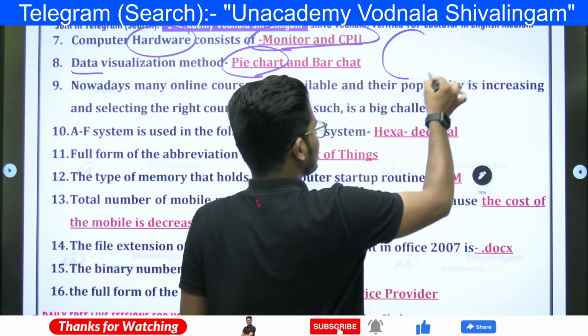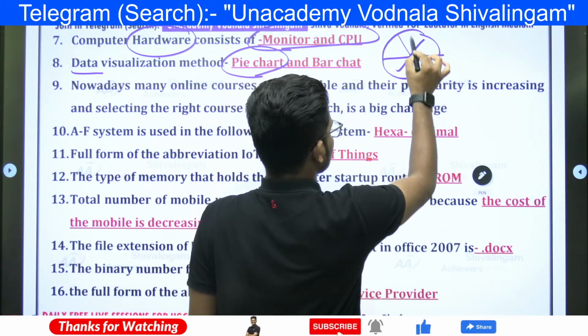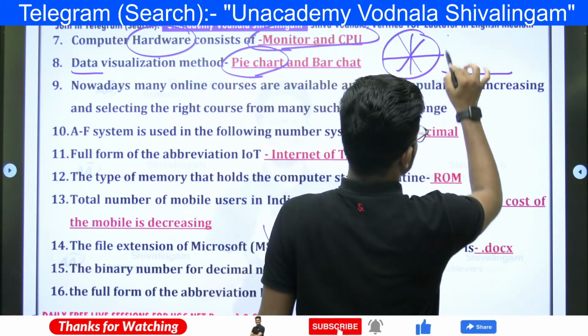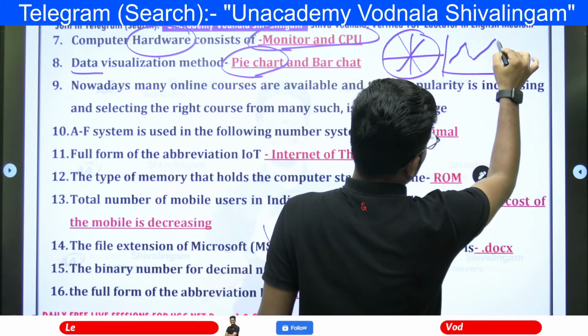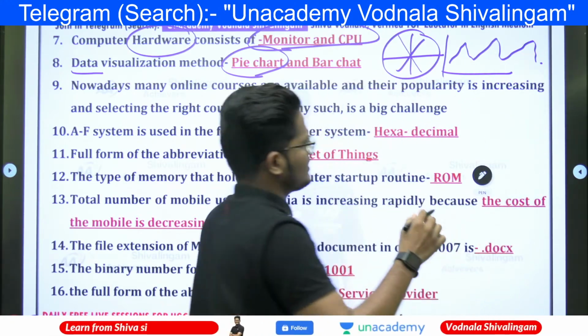Next, data visualization methods are the pie chart and bar chart. A pie chart is a circle where the data is represented in this form, and a bar chart is like this, where the x-axis and y-axis will be there. So this is data representation or data interpretation.